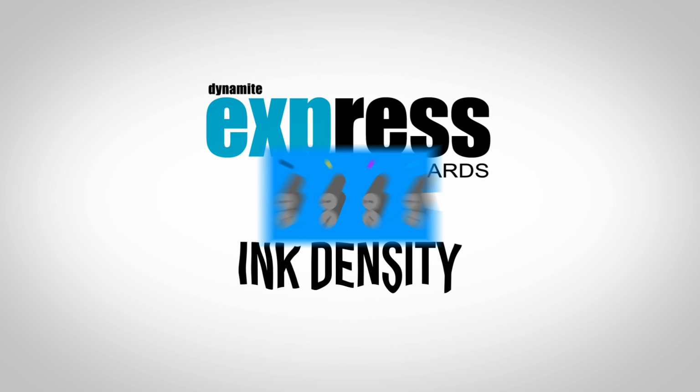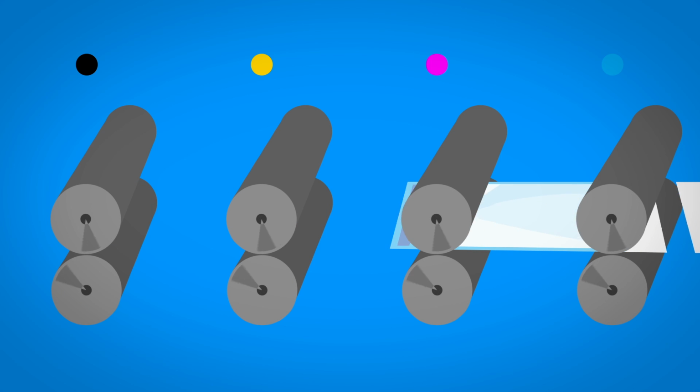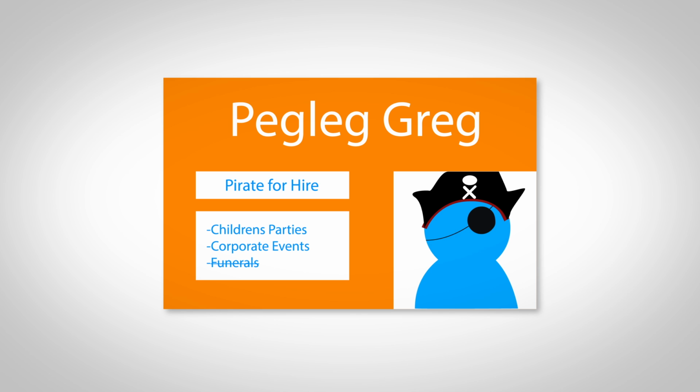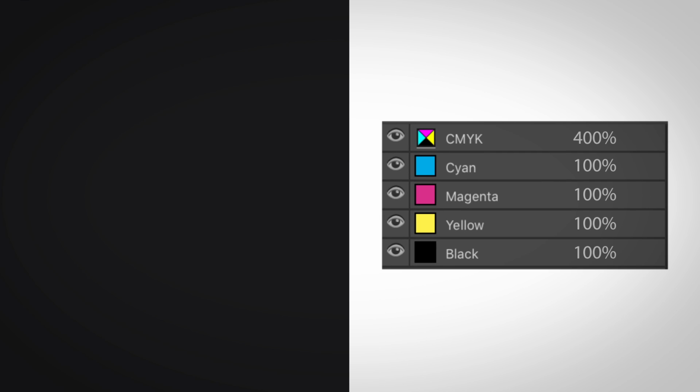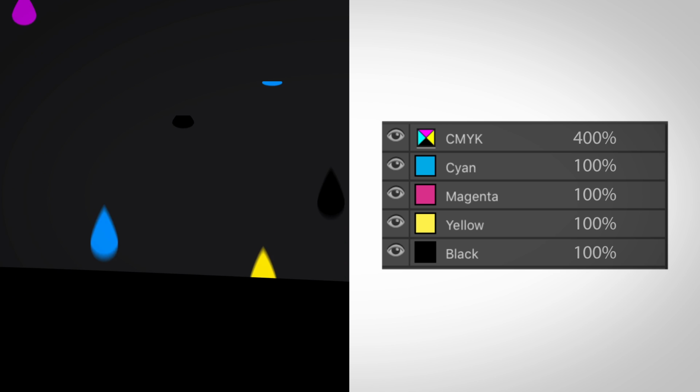CMYK printing layers four coloured inks together to create a vast array of different colours. However, a common issue that crops up during printing is having artwork that has ink which is too dense. This is mostly an issue with blacks being set to 400%, which is 100% of cyan, magenta, yellow, and black.